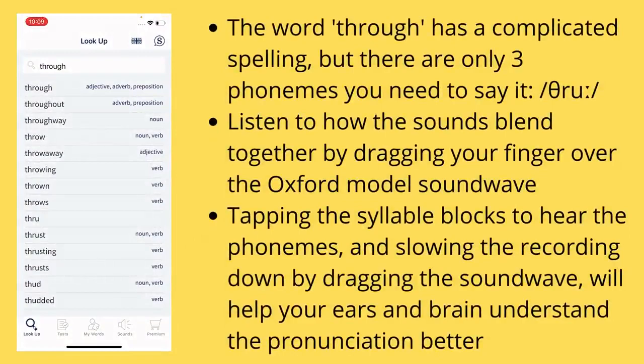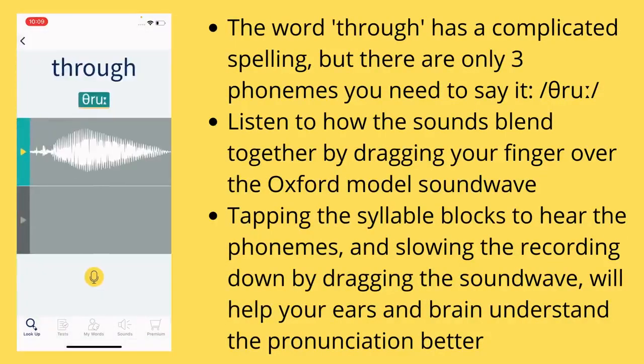Take a word like through. If you've been learning English for a while, you probably already know that the letters O, U, G, H can be pronounced in a few different ways, so it's not easy to guess how to say this word. But by looking at the phonetic alphabet spelling in Say It, you can see that we actually only need 3 sounds to produce this word clearly. Let's have a listen.